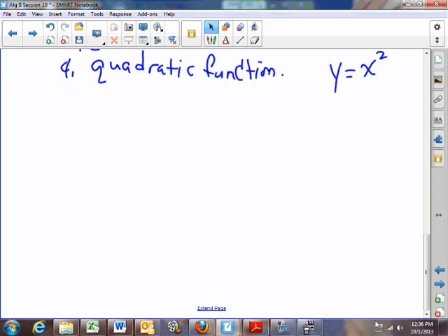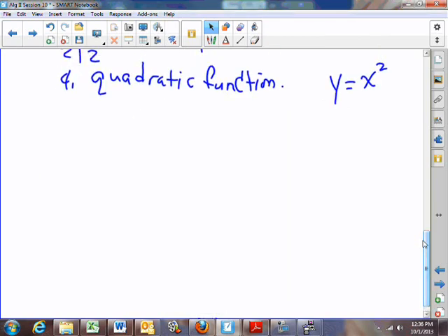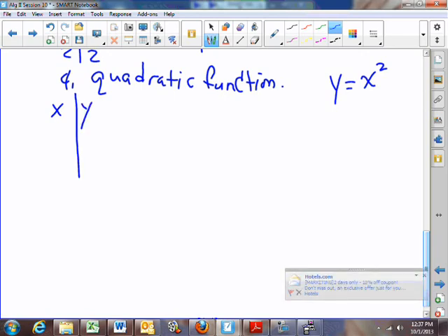And the last one of the 4 basic functions we're going to define today. Now, we will have more basic functions later, but right now, this is the 4 that we're going to work with. We have the quadratic function, or y is equal to x squared. Now, if we have y equals x squared, we could again make a chart, x and y. And if x is 0, we square 0 to get y, which is 0.